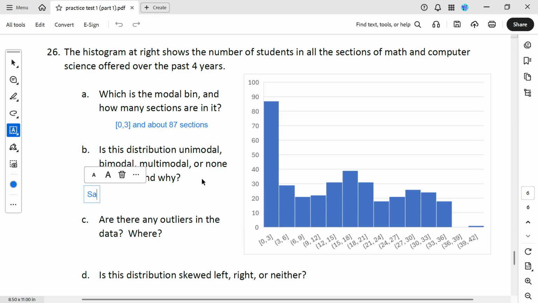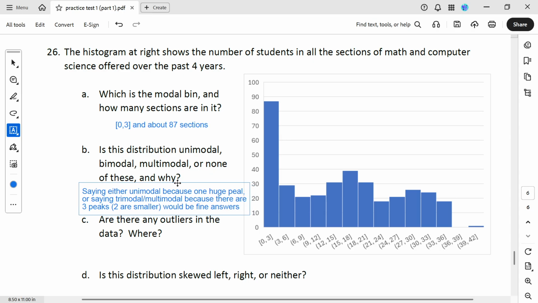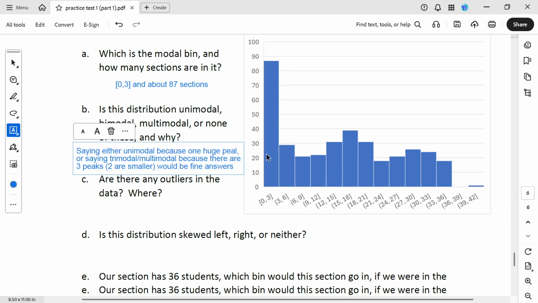So I think saying either unimodal, because there's one huge peak, or saying trimodal or multimodal, there are 3 peaks, 2 of them smaller, would be fine answers. It's a little bit of interpretation here. There's not one correct way to classify it.